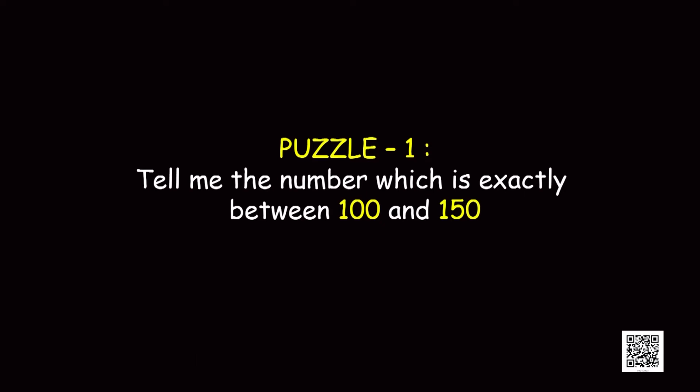Tell me the number which is exactly between 100 and 150. So, the answer is very easy. Between 100 and 150, the exact number is 125.